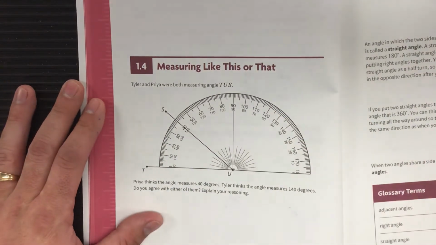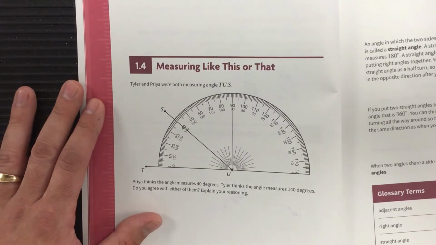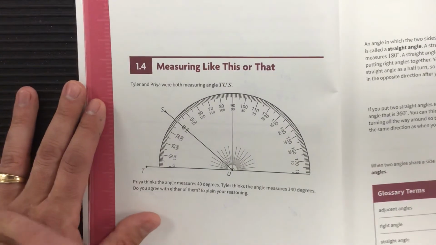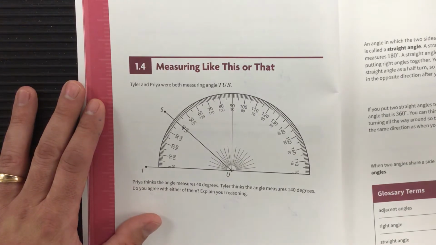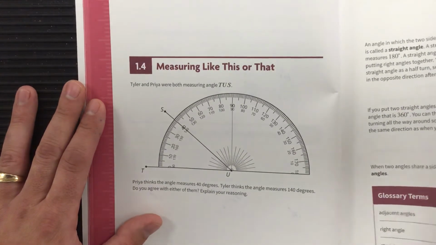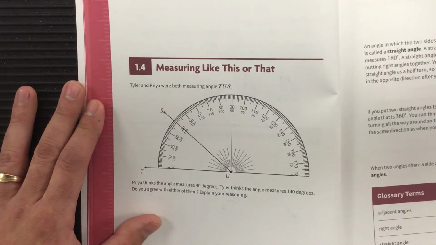All right, question 4. Jackson Thornton. Oh, yay, I get to read? Tyler and Priya were both measuring angle TUS. Priya thinks the angle measures 40 degrees. Tyler thinks the angle measures 140 degrees. Do you agree with either of them?